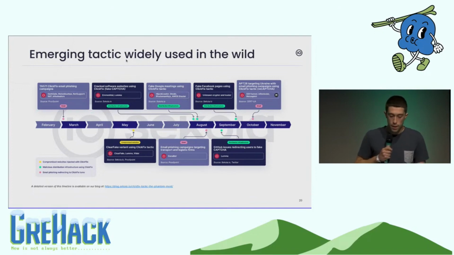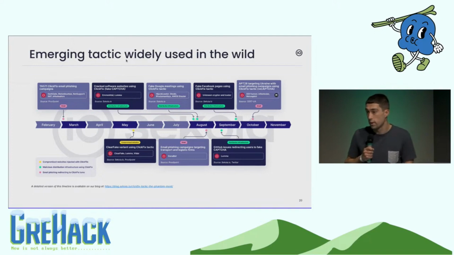And it is interesting to note that not only financially motivated threat actors are using it, but also, since October 2024, a state-sponsored threat actor, APT28, a Russian threat actor, used this tactic in a campaign that targeted the Ukrainian local government. So it is interesting to see that this tactic was adopted by many cyber criminals, but also by nation-sponsored threat actors.